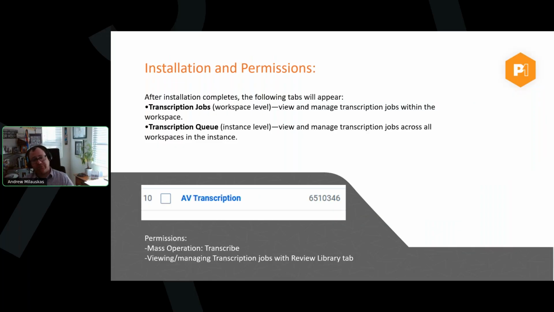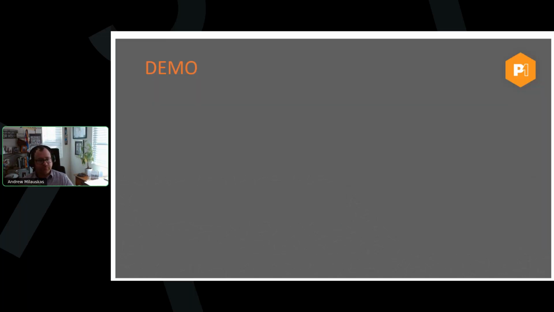It is an application to be installed into a workspace, and then essentially you have two tabs that are being added: the transcription jobs, which you can view and manage from there. The queue just kind of shows you what exactly it's working on, and then with that, you just want to make sure you have that mass operation button to transcribe it, and then viewing and managing transcription jobs is in the review library tab.